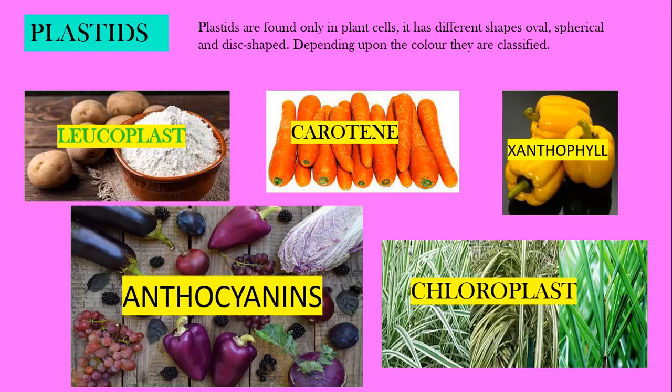So leucoplast is for colorless substance. Carotene is for orange. Yellow is for xanthophyll. Then this purple is for anthocyanin, and this green is for chloroplast.